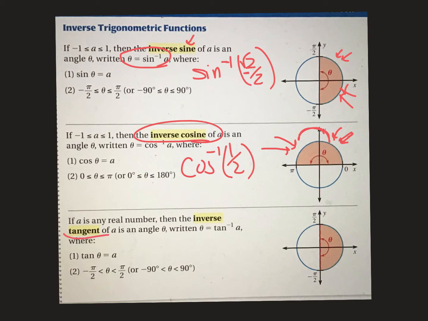And tangent, inverse tangent is going to work just like sine. You can use quadrant 1 and quadrant 4 because tangent's positive in quadrant 1, negative in quadrant 4. That's why we use those quadrants. Okay, so one more time. Sine is 1 and 4 because sine is y. Y is positive in quadrant 1, negative in quadrant 4. Cosine, we're using 1 and 2 because it's positive in quadrant 1, negative in quadrant 2, which is all you need. Inverse tangent is 1 and 4 because tangent's positive in 1, negative in 4. That's why we're using those quadrants.